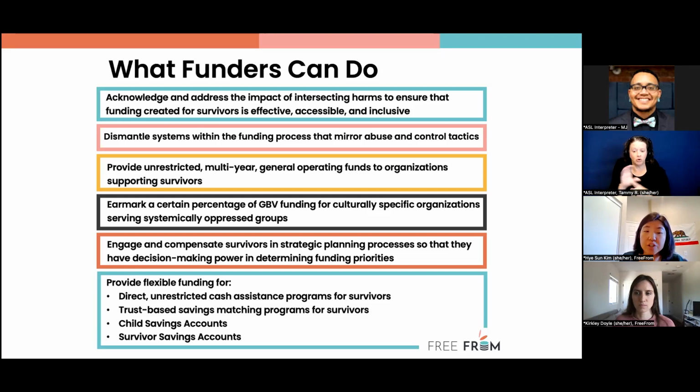And funders should engage and compensate survivors in strategic planning processes so that survivors have decision-making power in determining funding priorities. If you're providing funding to support survivors' safety, it is essential to have survivors in the room, to have them be a part of the decision-making processes and compensate them for their time, knowledge, and expertise, because they are the best experts in their safety. And funders should provide flexible funding to make these programs happen: direct unrestricted cash assistance programs, trust-based savings matching programs, child savings accounts, and survivor savings accounts.